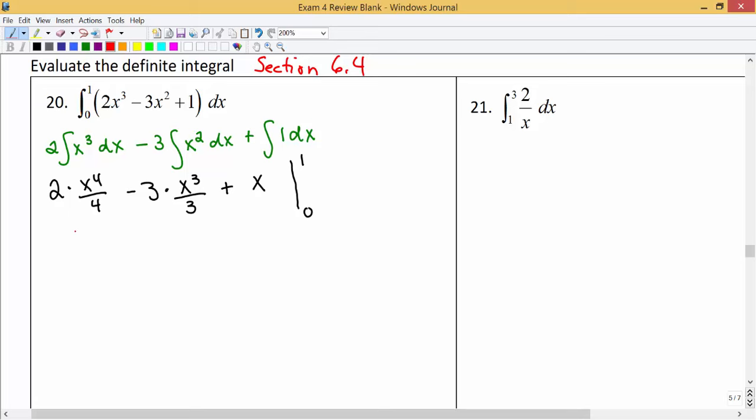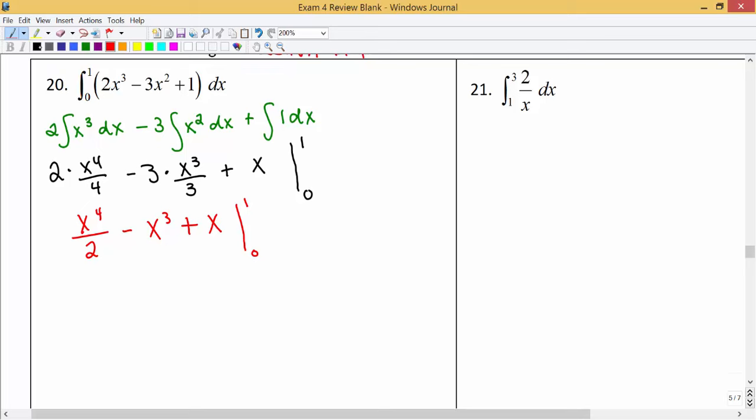Simplify a little bit before we do that. 2 and 4 cancel out and give me 1/4, x to the 4th divided by 2, minus, these 3's are going to cancel, I'm left with x cubed plus x, and so we're going to evaluate this from 0 to 1. And remember, when we actually evaluate, we put the upper limit of integration in first, so we're going to put a 1 everywhere that we have an x. So that's 1 to the 4th divided by 2 minus 1 cubed plus 1.